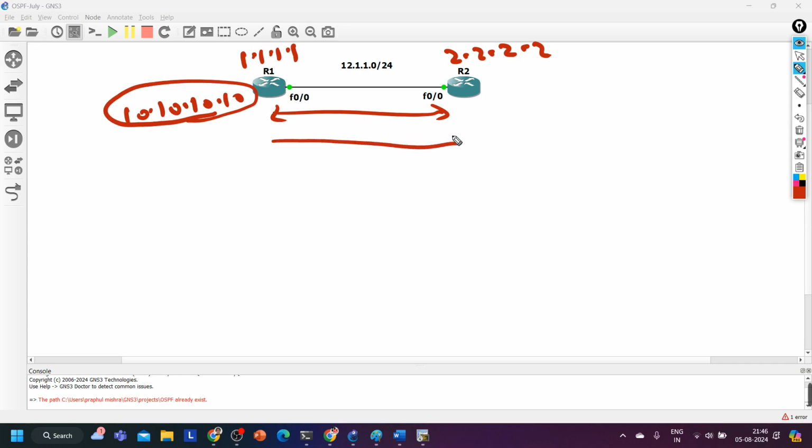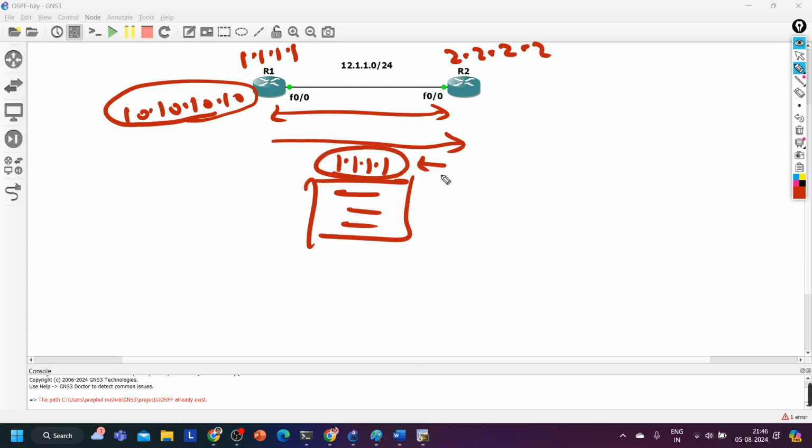Router 1 has already shared its database with its neighbor with what router ID? 1.1.1.1. Right? It has shared it to router number 2: this is my database. And how will you identify this database? With the help of my router ID 1.1.1.1. And now you are saying to router 1, please change your router ID. The router will reply, no brother, I can't, because I have already shared some information to my neighbor with the previous router ID. So if you want to change the router ID, first break the neighborship.